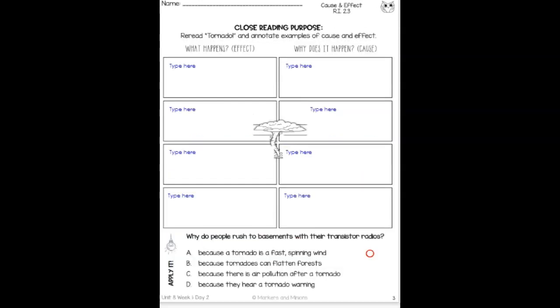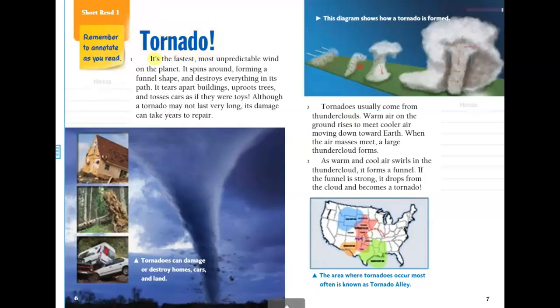So we have 2 pages today. This says reread Tornado and annotate examples of cause and effect. Okay, so we have what happened and why does it happen. So remember, effect is what happened and cause is why does it happen. And then we have our exit slip down here.